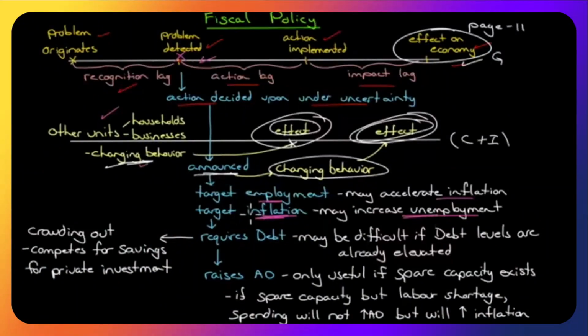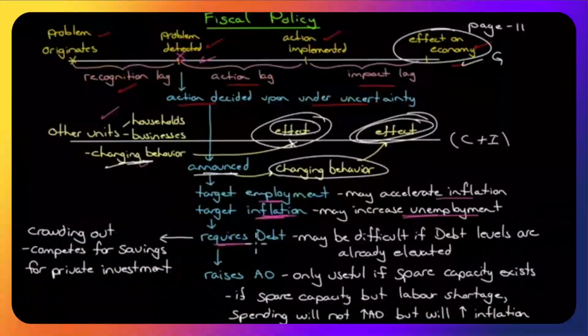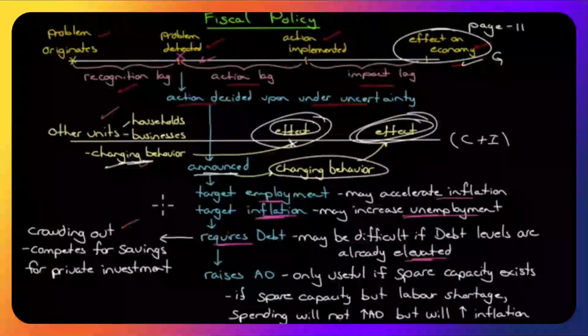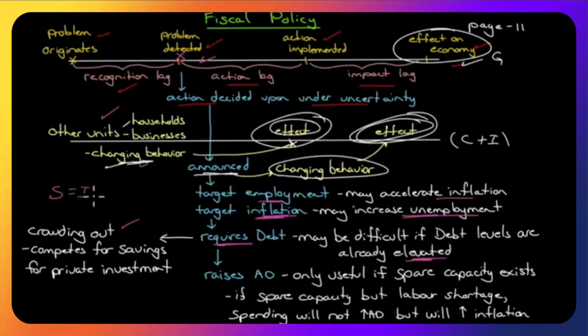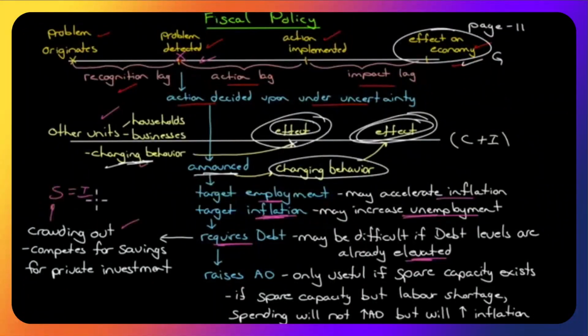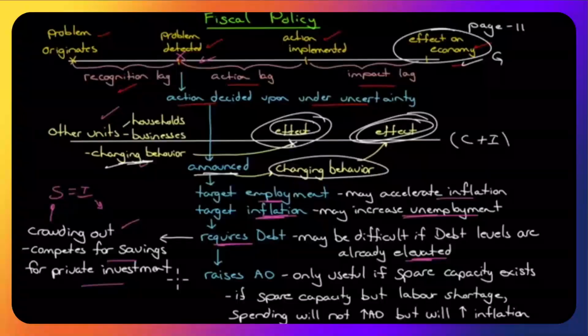Whatever the government is doing is going to require some forms of debt. That may be difficult if debt levels are already elevated. Plus, you may get a crowding out effect, because when a government issues debt, since S equals I, savings equal investment, if the government is competing for some of this S, there is less of this I for private investment. So it competes for savings for private investment.